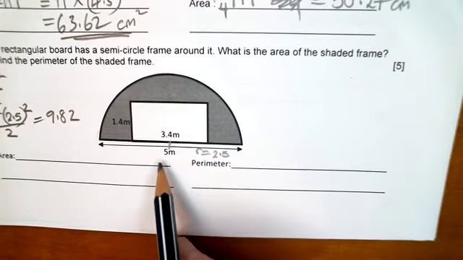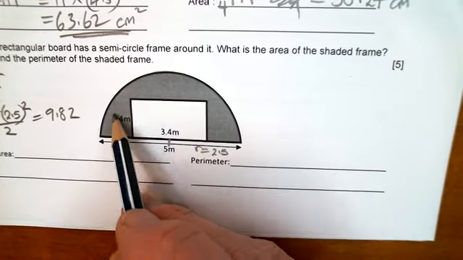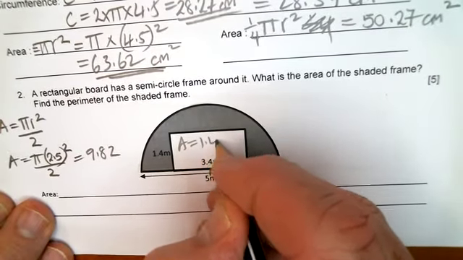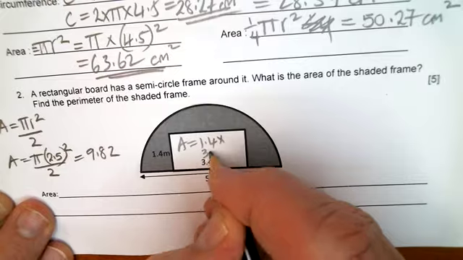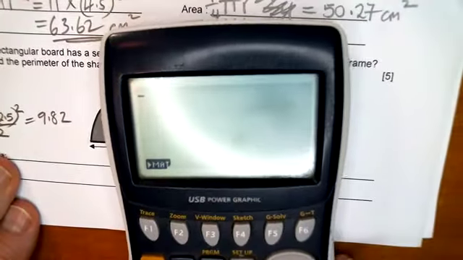Oh, and look what they've done. They've got 1.4 times 3. So it's going to be area here. It's going to equal 1.4 times 3.4. Let's see what that comes to.